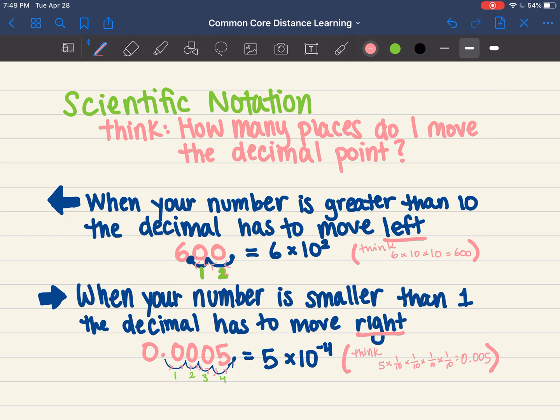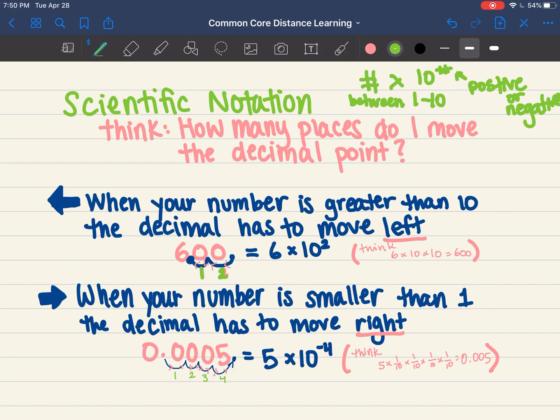When your number is greater than 10, the decimal has to move left. If we think about our decimal being at the end of our number, when we're writing in scientific notation, we have a number times 10 to the power of a number. This number right here needs to be between 1 and 10. The power can be either positive or negative.